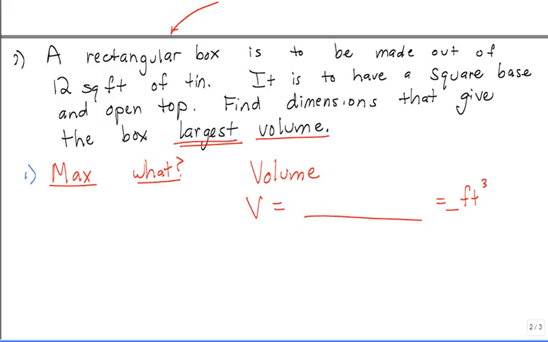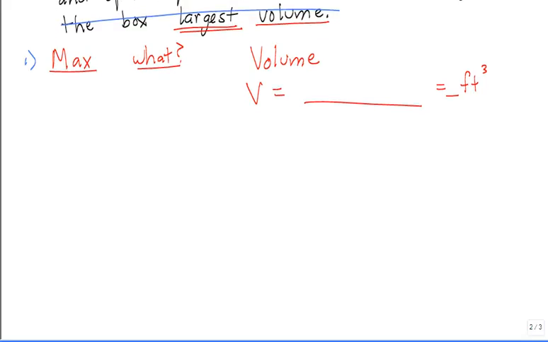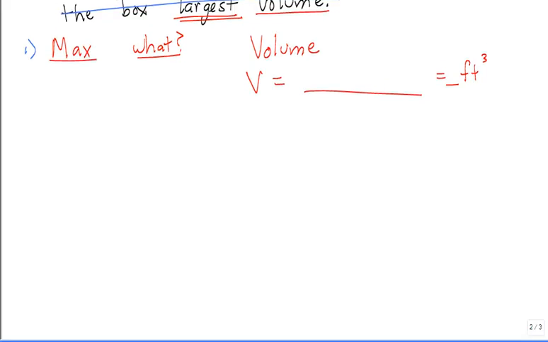Okay, so again, you can go back, and we're done with this sentence. We already decided that that's what we're going to do. If that helps you, that's fine. Second thing, picture. Okay, it has a square base.